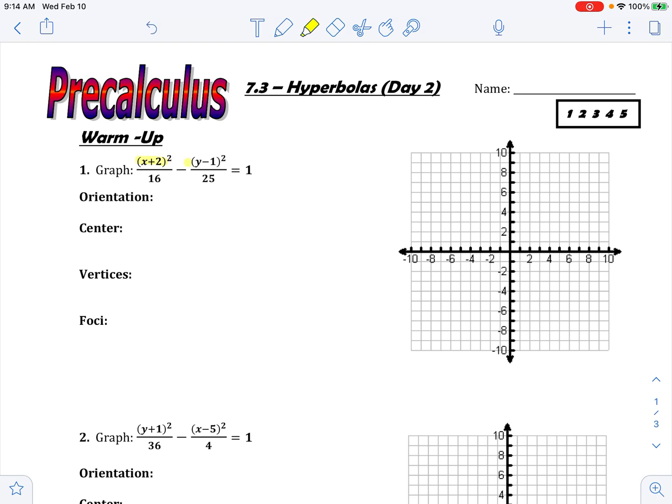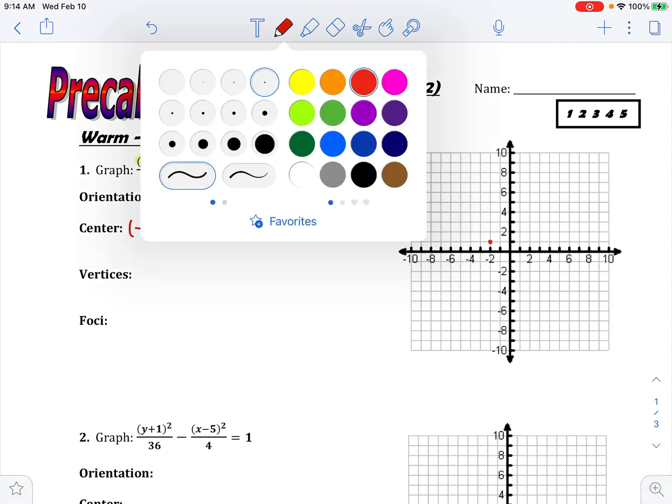All right, so first off, I want to know the orientation. Remember, for hyperbolas, you look at the numerators. Since it's x then y, this is horizontal. Now I need to find the center. That's h, k, which is -2, +1. I can graph that, -2, +1.